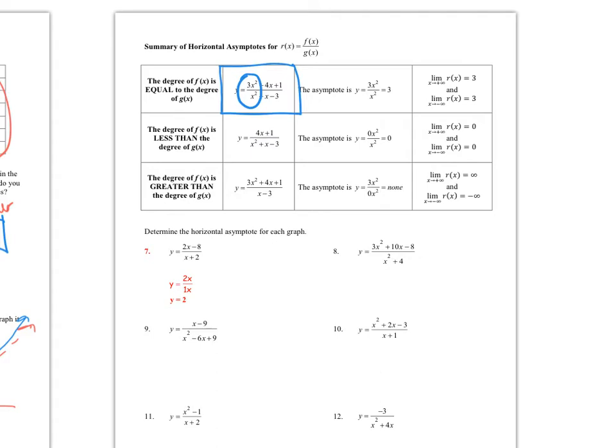Go back and look at this graph. You're going to see as x gets really small, the function goes to 3, and as x gets really large, the function is going to go to 3.